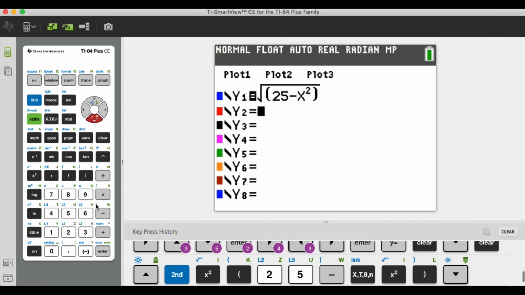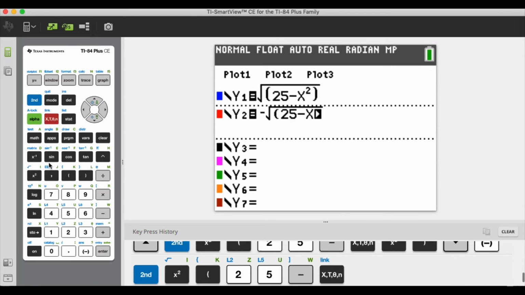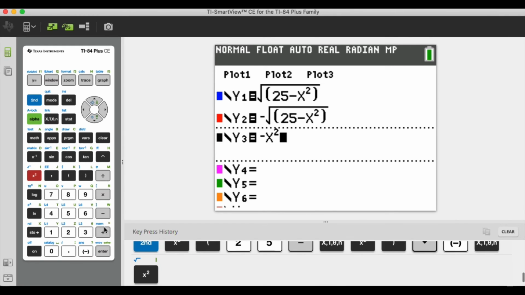Go to my second function, and don't use the subtraction sign here. Make sure you use the negative sign. So negative square root of 25 minus x squared, close parenthesis. Then my third function: negative, don't use a minus sign, negative x squared plus 5, and I hit graph.